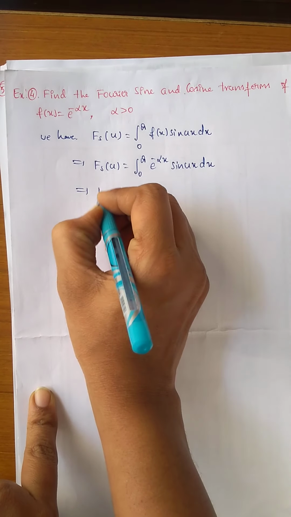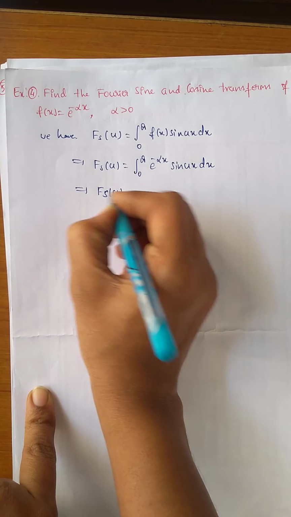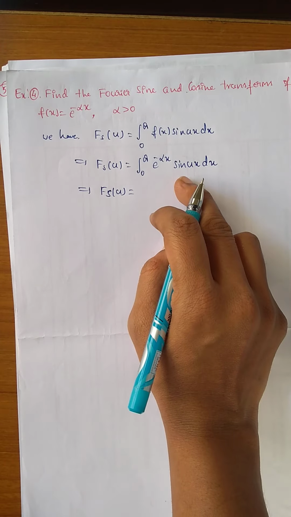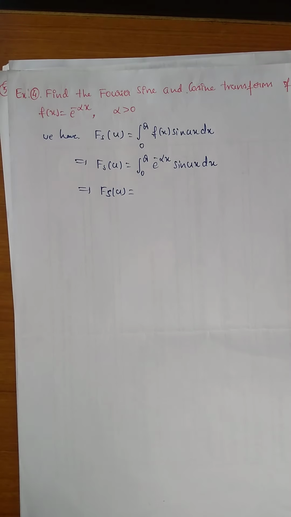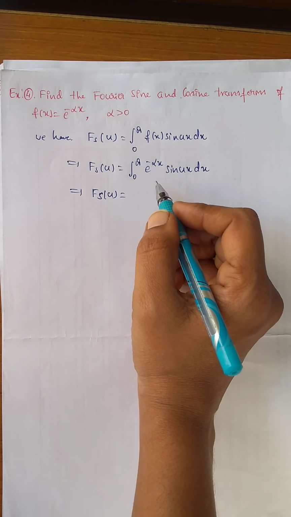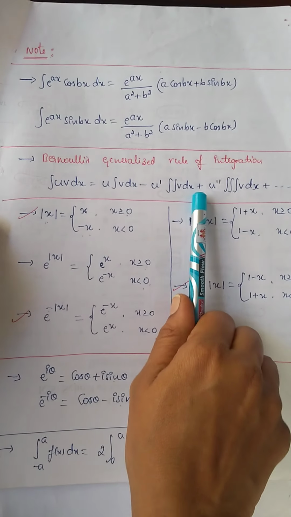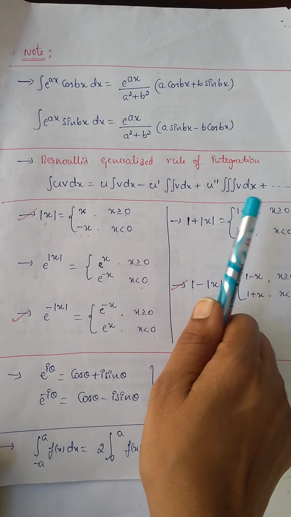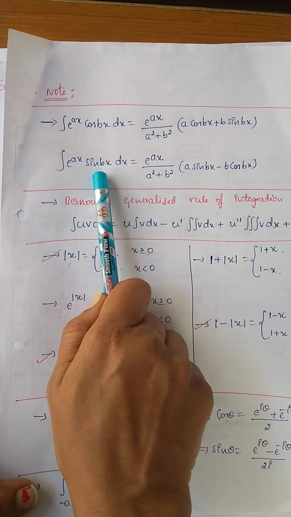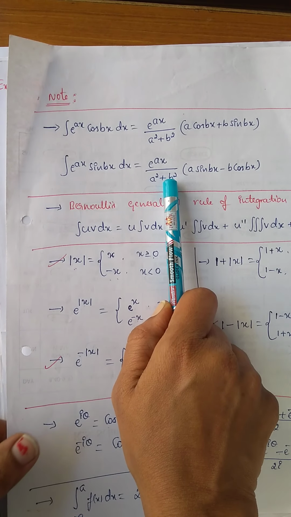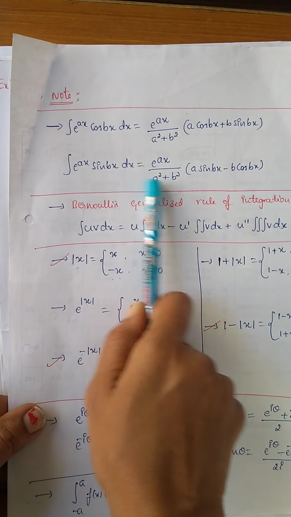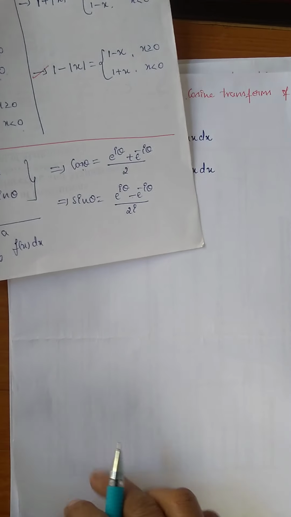Next, integrate this term. For the integration of an exponential function with sine or cosine, we have a direct formula. Here we can't apply Bernoulli's integration because these two functions are both continuous functions. If you apply Bernoulli's formula, you won't get the final solution; you will keep getting continuing terms. Therefore, for an exponential function along with cos or sine, we have a direct standard formula for integration. Using this formula, we should integrate here. So e to the power of ax and sin bx is the standard formula, and I am going to apply it.